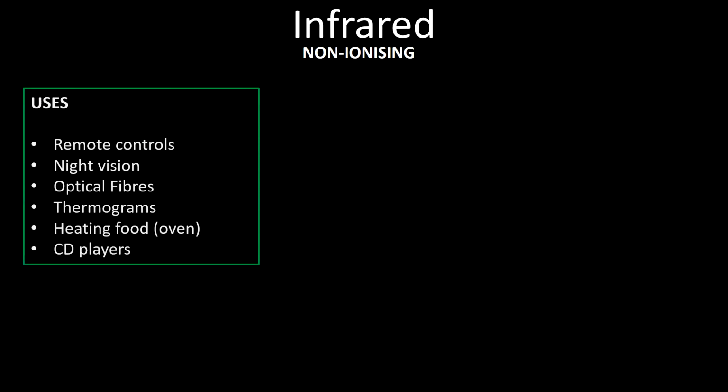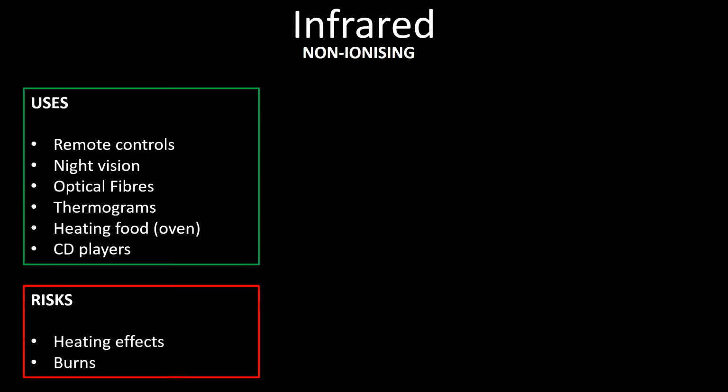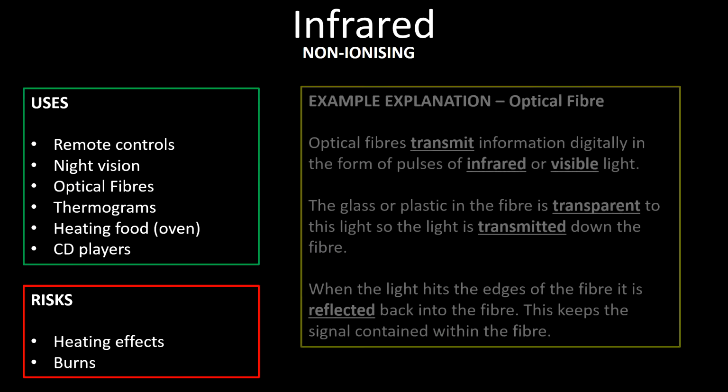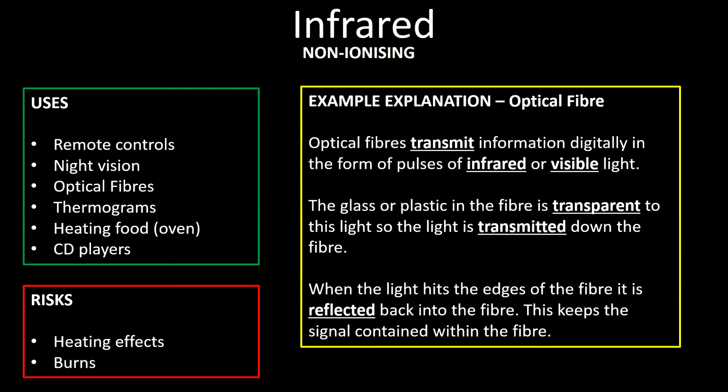Okay, so infrared, next one, a bit faster through this one. Bunch of uses there. A thermogram is basically an image where we can tell what the temperature of something is by using the infrared emitted from it. Okay, risks here: heating effects again, and burns. Infrared tends to be absorbed in very thin layers in the surface of things, rather than microwaves that penetrate through. So burning to the skin is probably more of a risk for infrared than it is for microwaves.